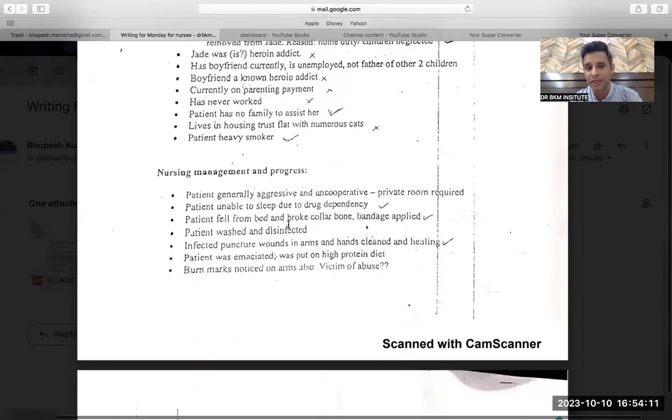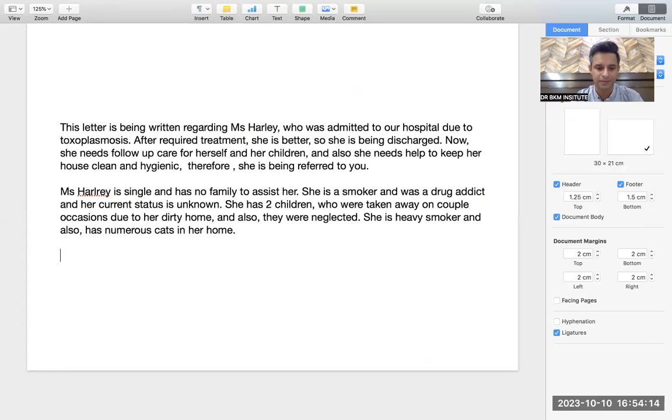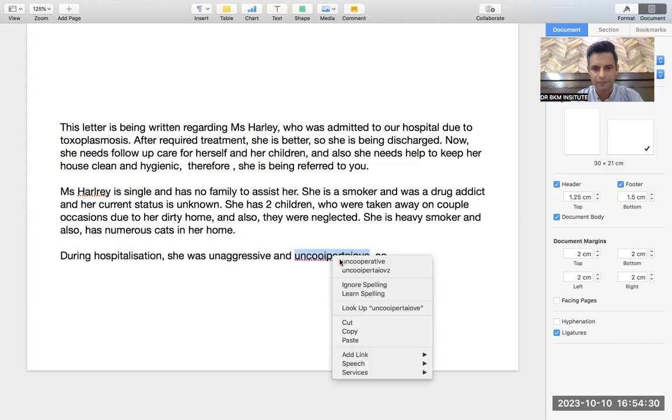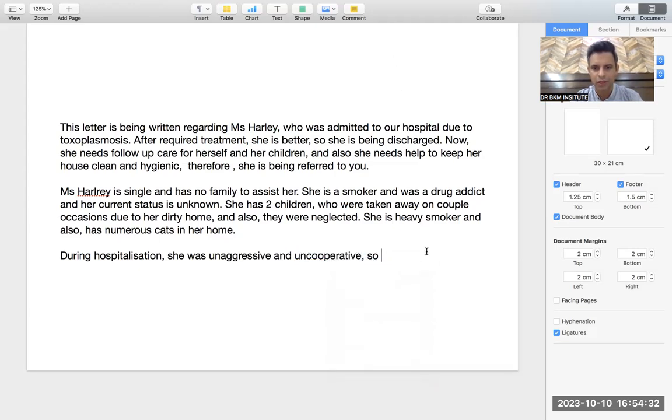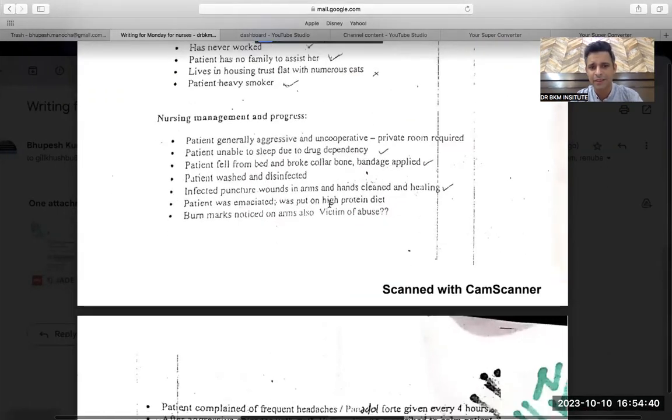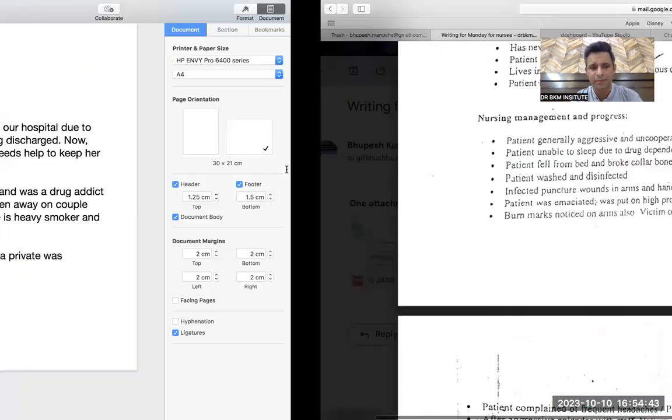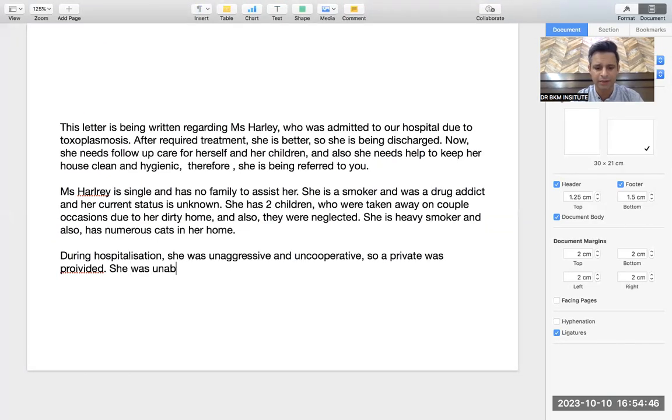Then you write about the third paragraph, during hospitalization. During hospitalization, she was aggressive and uncooperative. That is where I use connectors. So a private room was provided. She was unable to sleep due to drug dependency, and simple, I'm just writing things.